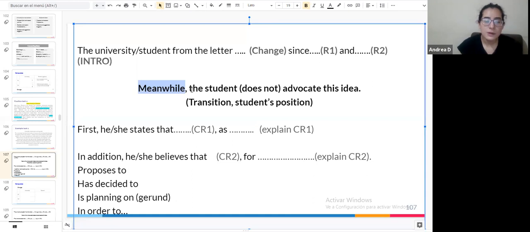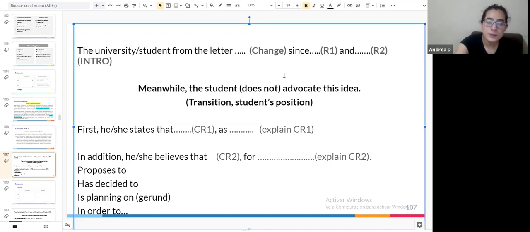You can say, meanwhile, the student likes this idea, doesn't like this idea, is not in favor of this, doesn't like this change, doesn't agree with the university. Whatever you want to say, just make sure that you have a transition and you tell me what the student's position is. So what he believes, whether he's in favor or against.